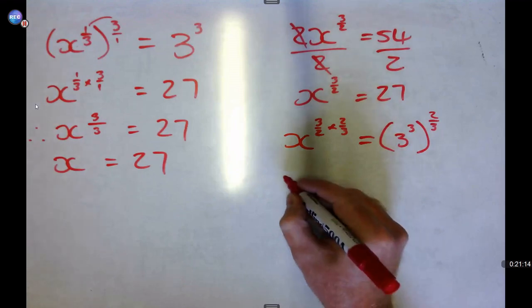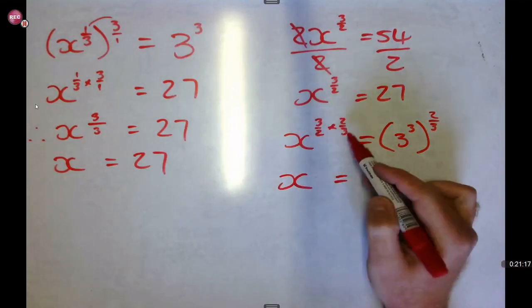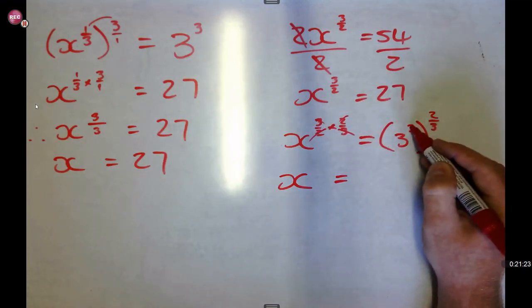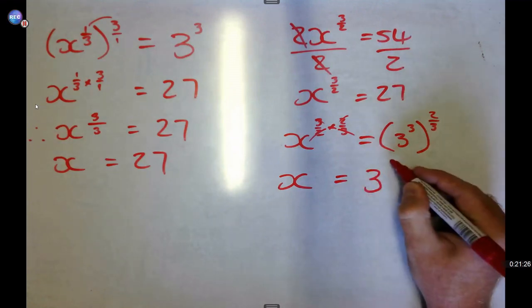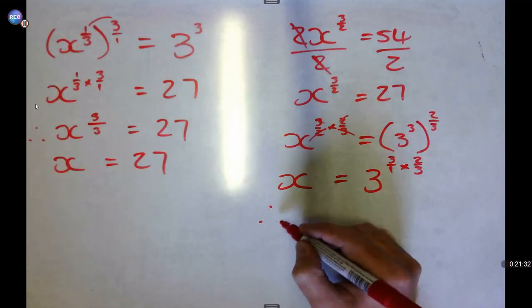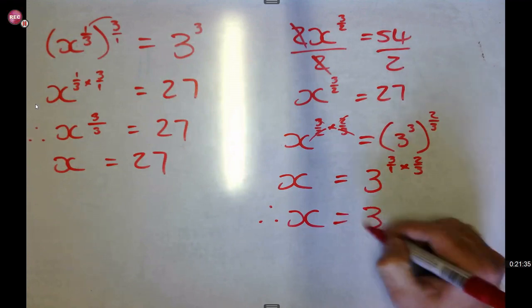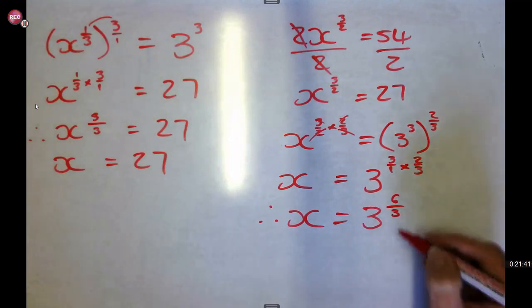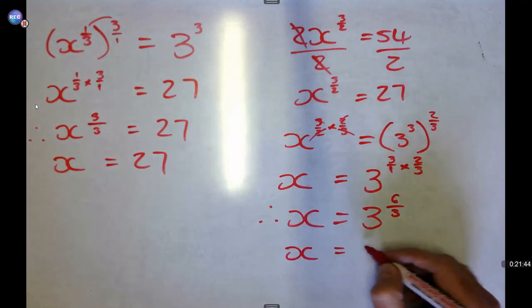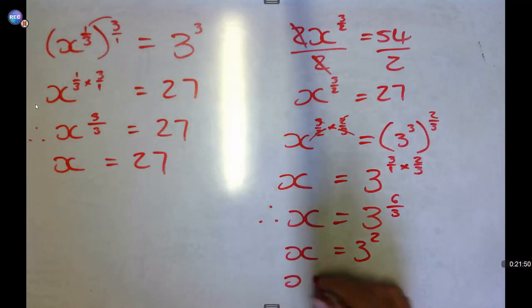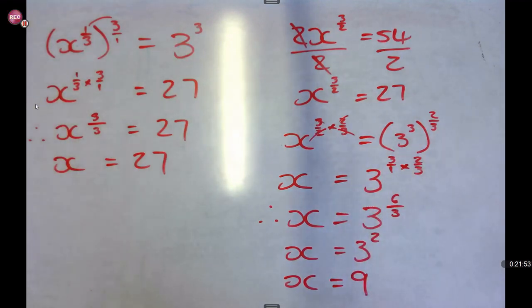So now over here, you'll have x on its own, because 3 cancels each other out, and 2 cancels each other out. Then, over here, we've got 3 times 2. So you'll have 3 to the power of 3 over 1 times 2 over 3. Therefore, x is now equal to 3, and then you'll say 3 times 2, which is 6, and 1 times 3, which is 3. 3 goes into 6 twice, so you'll have 3 squared over here. So therefore, at the end of the day, x is then equal to 9, and that will be your final answer. Okay.